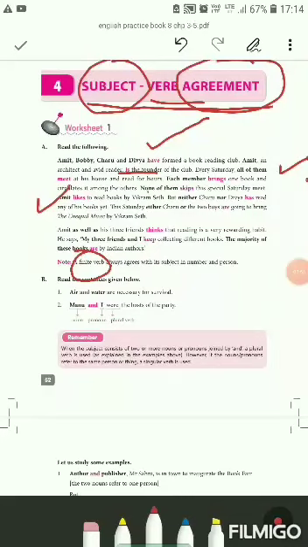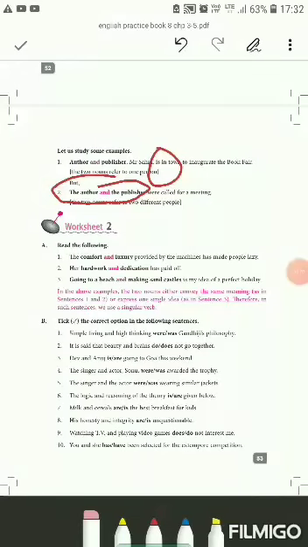Now worksheet number 2. The comfort and luxury provided by the machines has made people lazy. Here the words comfort and luxury are the same in meaning, conveying a single sense, so a singular verb has been used. Has, not have. Next sentence, her hard work and dedication has paid off. Again, hard work and dedication are the same in meaning, so the singular verb has. Have we always use with a plural verb. Has we use only with a singular verb or singular idea or singular meaning.